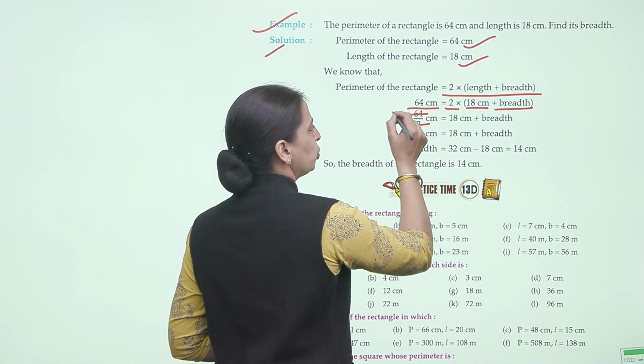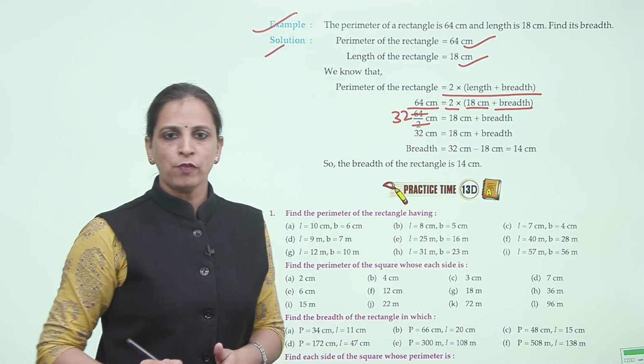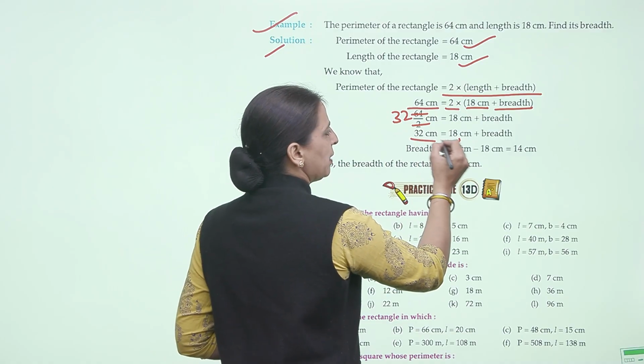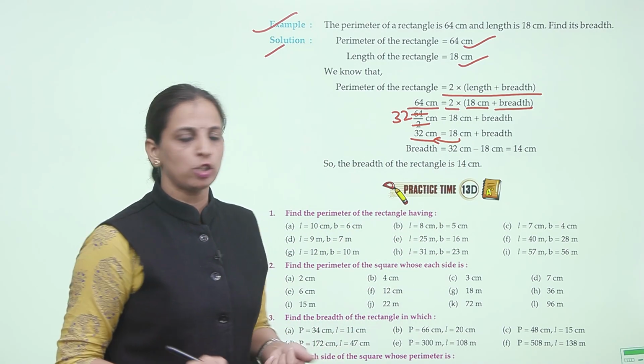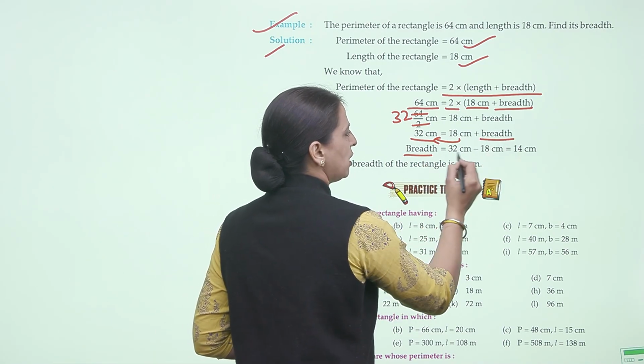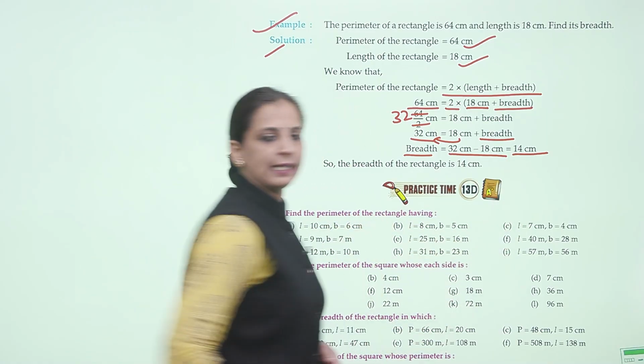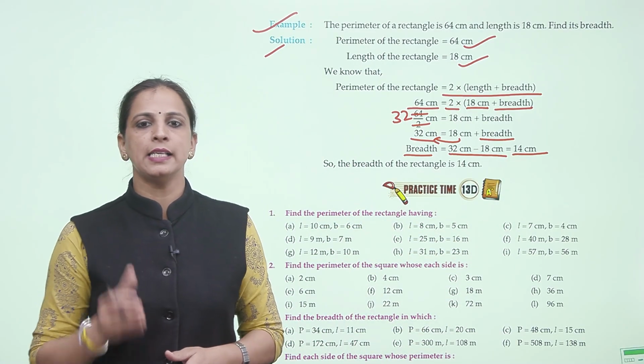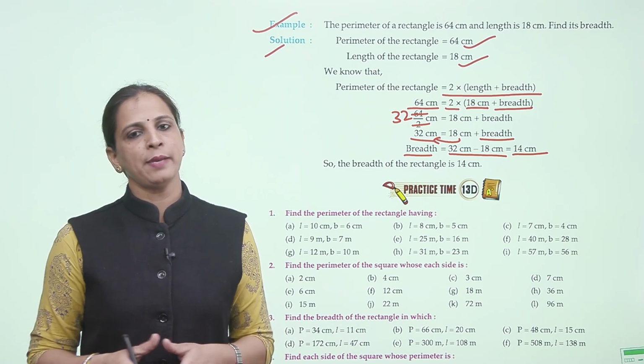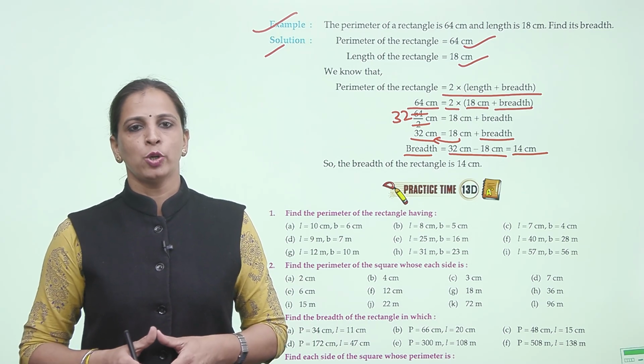2 1 जा 2, 2 3 जा 6, 2 2 जा 4, that is 32. Now 18 प्लस हो रहा है, अपोजिट साइड आके क्या हो जाएगा? माइनस हो जाएगा. That becomes the breadth. So breadth is equal to 32 centimeter minus 18 centimeter is equal to 14 centimeter. So the breadth of the rectangle is 14 centimeter. तो बच्चों सेम मेथड को यूज करते हुए एक्सरसाइज आप खुद ट्राई करेंगे.